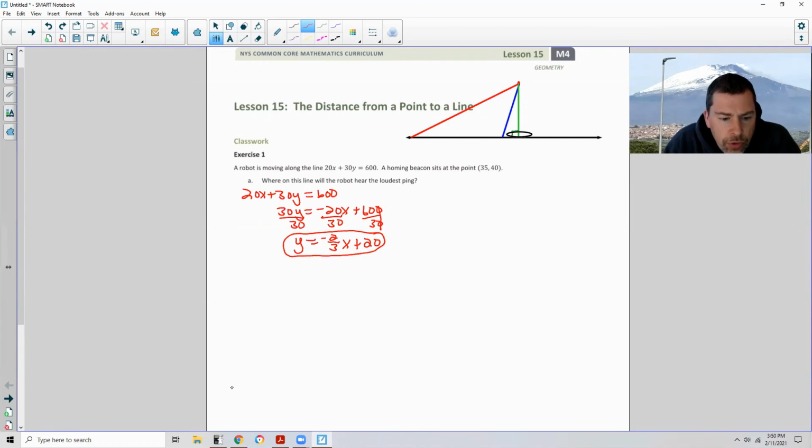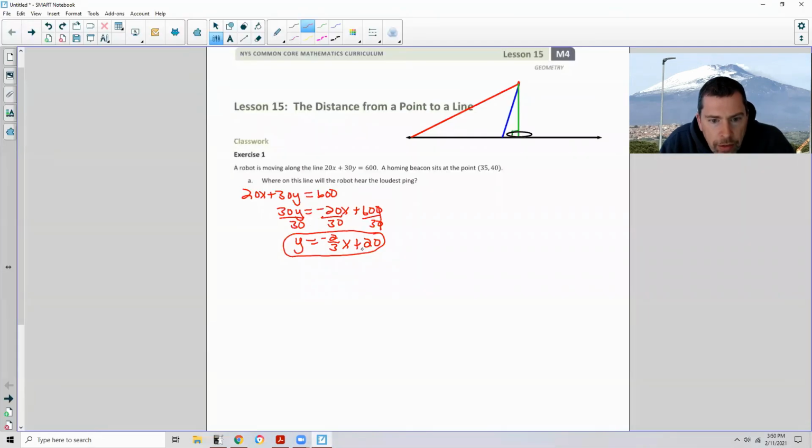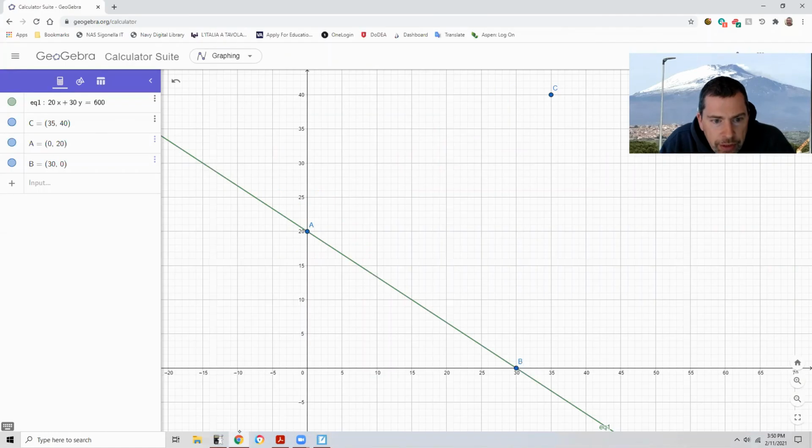Okay, so I've done this in GeoGebra. This is a program online. It's free, geogebra.org calculator. And I put the equation in just as it was, standard form, and it plotted this green line. And then I put the points (0, 20) and (30, 0) to show the y-intercept and x-intercept. And if you go back to my equation, there's the y-intercept 20. Go back to the graph, there's the y-intercept 20.